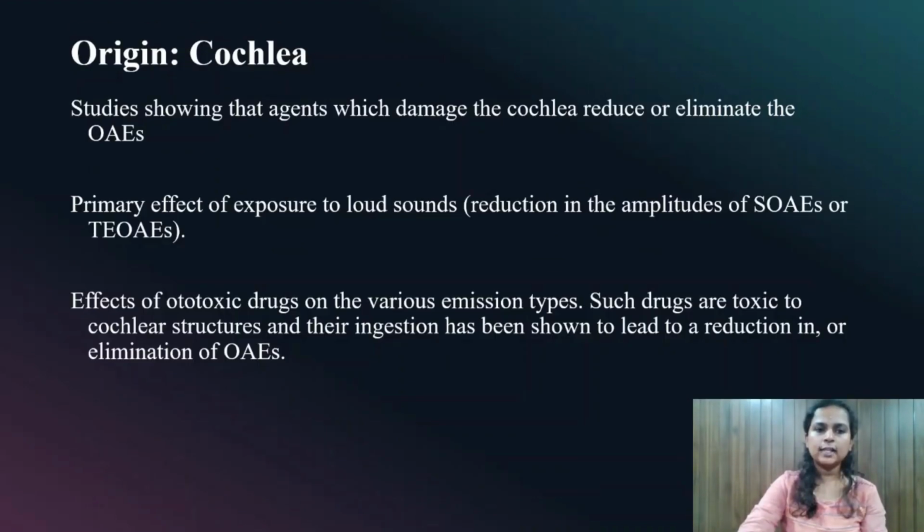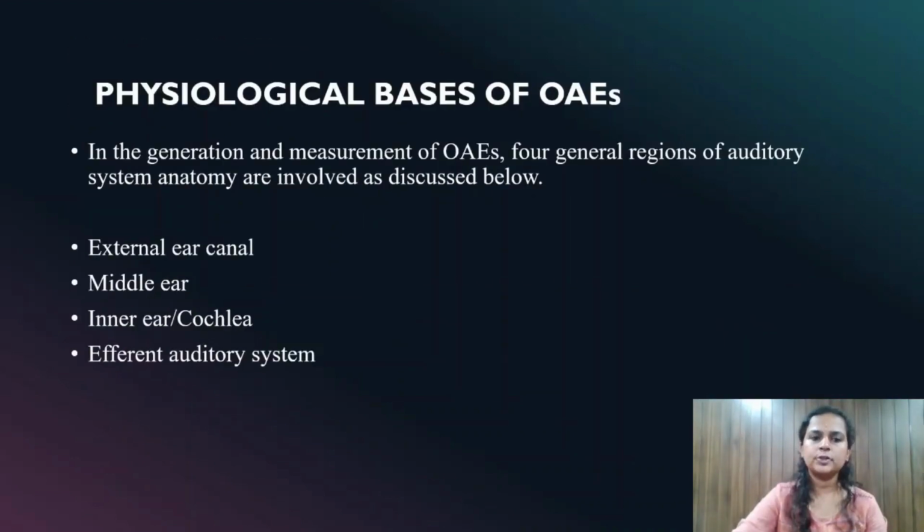The origin of OAE is the cochlea, where studies have shown that agents that damage the cochlea will reduce or eliminate the OAEs. Such agents are loud noise exposure and ototoxic drugs, which reduce the amplitudes or eliminate the OAE responses. The generation of OAEs on a physiological basis involves the external ear canal, middle ear, inner ear or cochlea, and the efferent auditory system.